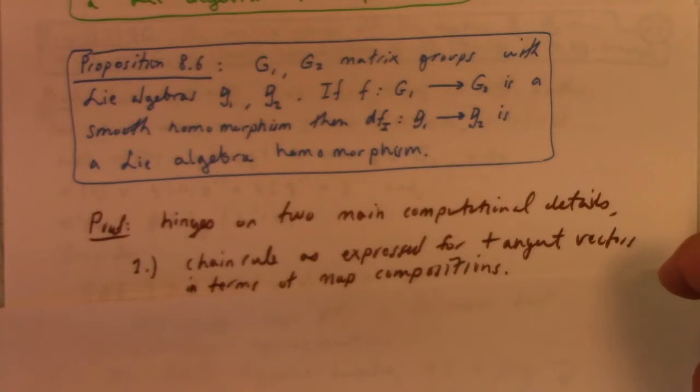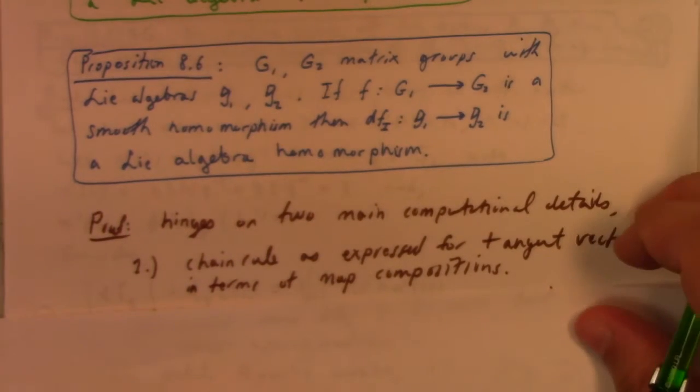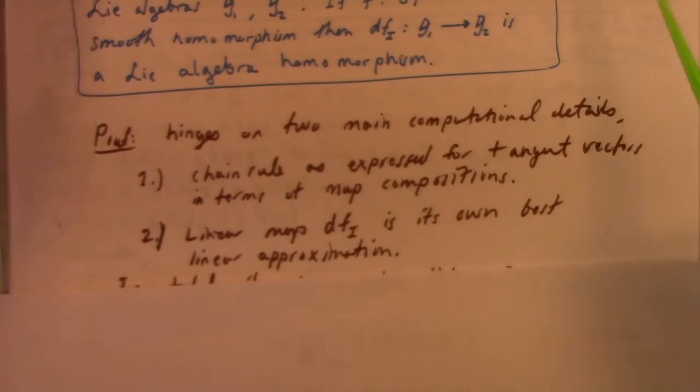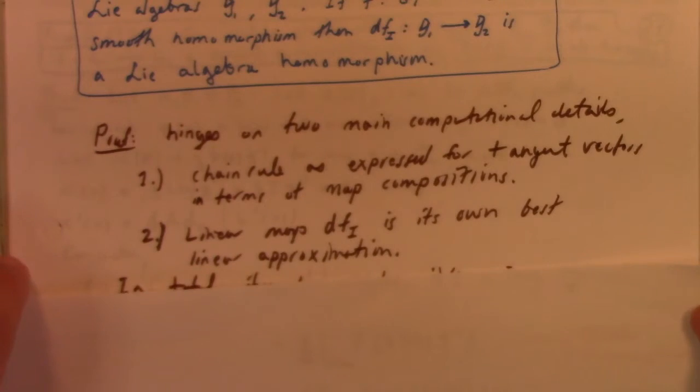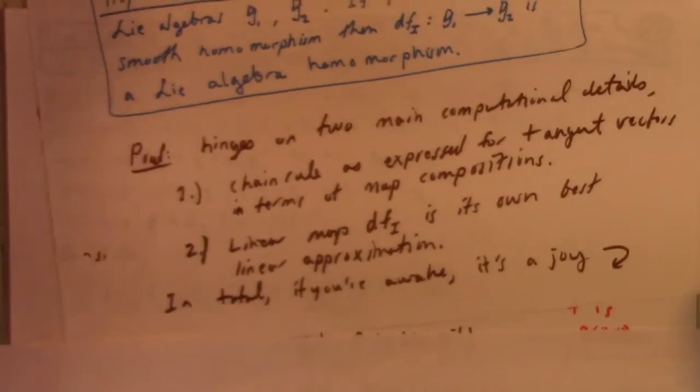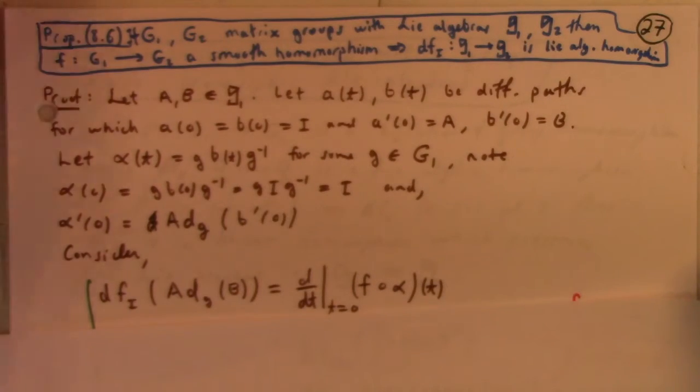The proof mainly hinges on two computational details. One, the chain rule as expressed for tangent vectors in terms of map compositions, and two, that the linear map df_I is its own best linear approximation. In total, if you're awake, it is a joy. Let us see that. Here it is.